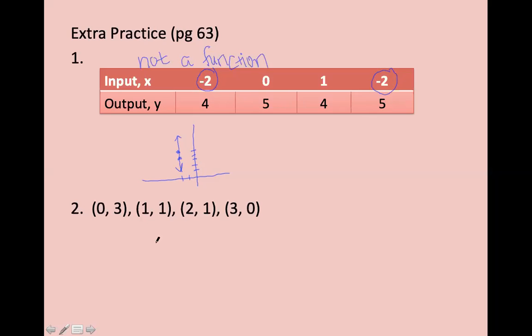Here's a set of ordered pairs. Again, we're trying to decide if it's a function. The thing you want to look at is the x values. So I have 0, 1, 2, and 3. Since none of those x values repeat, this is a function. So both of these examples are relations. This one is not a function. The second one is a function.